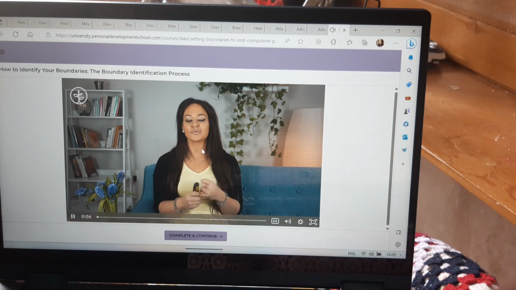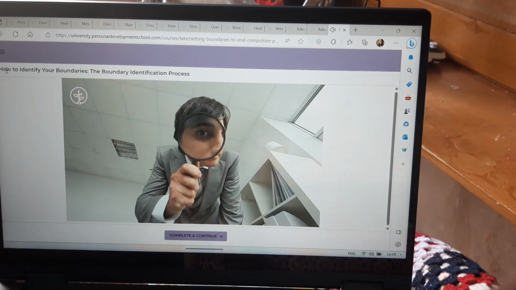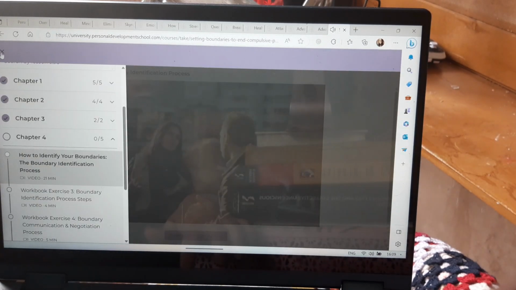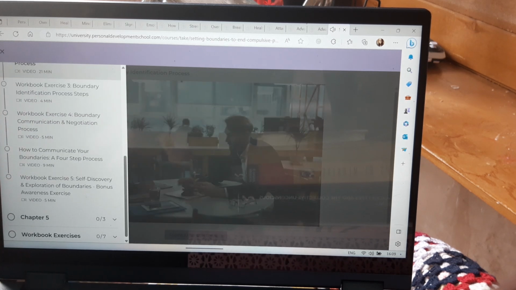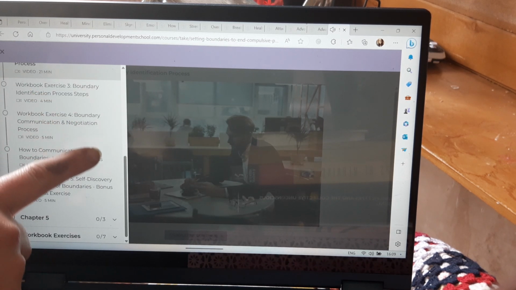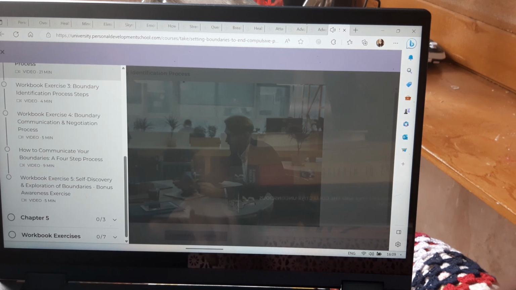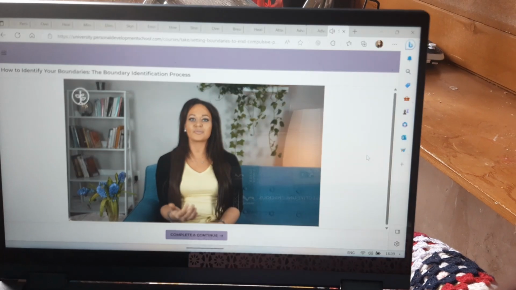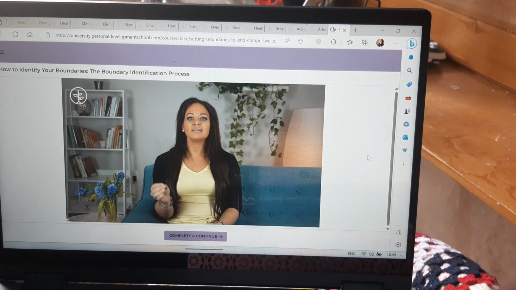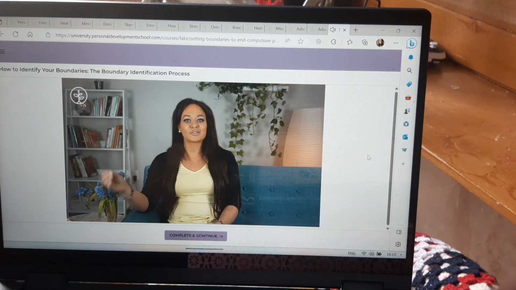We're going to go through a boundary identification process, then the actual boundary communication process, so how to express what you've identified, and then a boundary negotiation process, basically just how to deal with objections around boundaries. And then once we've clarified all of this and made this super simple for you, the next plan is to teach you exposure response reprogramming tools.